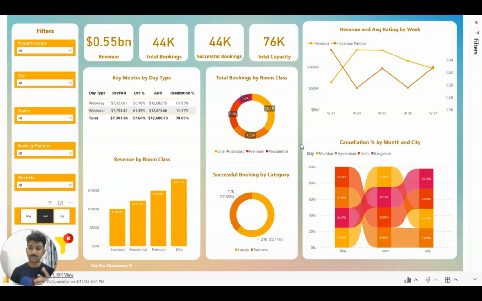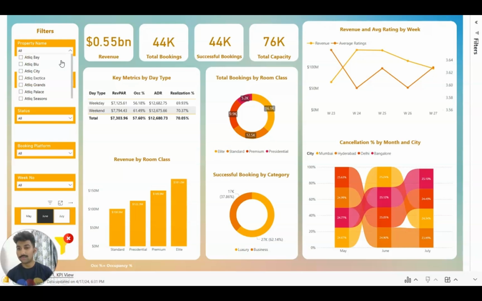So the last visual that I want to show you is the cancellation percentage by month and city. This is a ribbon chart, and as you can see, it has many different colored bands. The colored bands represent the different cities in which there are different hotels. On the x-axis we have the months May, June, and July, and on the y-axis we have the cancellation percentage value. Let's select a specific hotel.